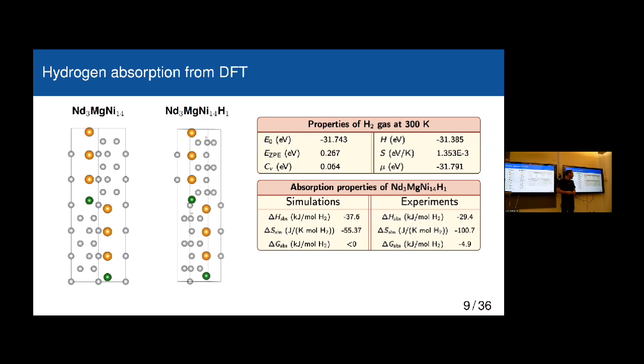And for the enthalpy, we're actually not too far from the experiments. At least we're on the right order of magnitude. But for the entropy, not so much. So in particular, these values don't give us the real picture. In particular, we don't get negative free energy change. So from the calculation, it just doesn't happen.